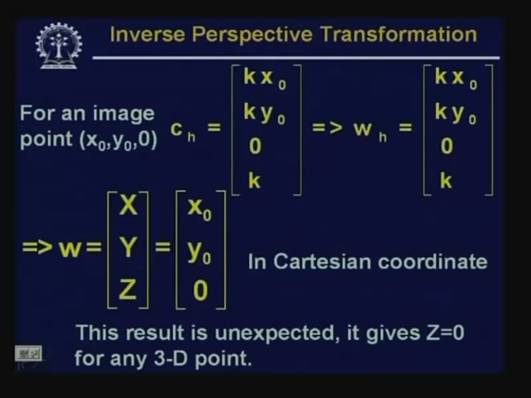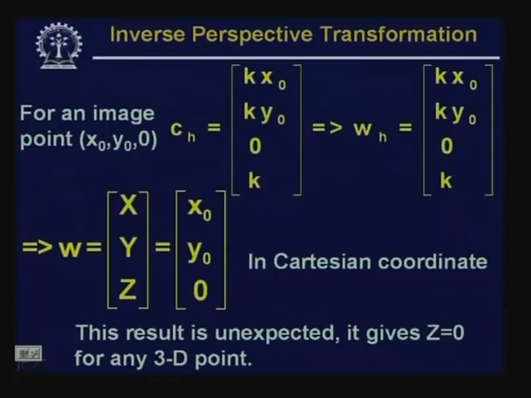So, the first step that we will do is to convert this image point x naught, y naught to the corresponding homogeneous coordinate, which will be obtained as kx naught, ky naught, and 0, and then the fourth component comes as k. Now, here you find that the third component, or z coordinate, we have taken as 0, because what we have is a point in two dimensions, that is, on the imaging plane. So, we have assumed the z coordinate to be 0. Now, if we transform this homogeneous coordinate kx naught, ky naught, 0, k with the inverse perspective transformation P inverse, then what we get is the homogeneous coordinate corresponding to the 3D world point, which is obtained as Wh, as given in this equation, Wh equal to kx naught, ky naught, 0, k.